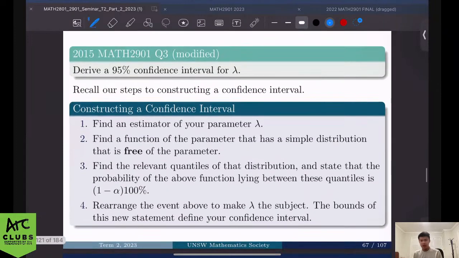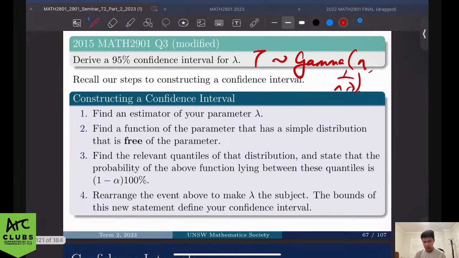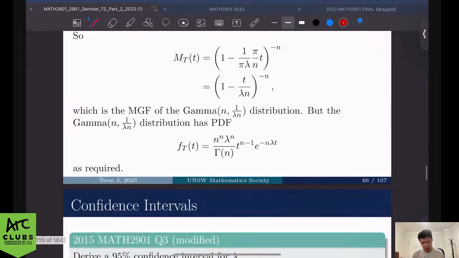Derive a 95% confidence interval for lambda. Okay. So generally speaking, you want to use what we just talked about. So T, that's a massive, unfortunately. T is, which we just got, right, is given by gamma(n, 1/(n lambda)). Okay. So if you want to use this to do a confidence interval for lambda, you need to get rid of lambda. Okay. And what they're telling us is we can use, I'll just scroll up.